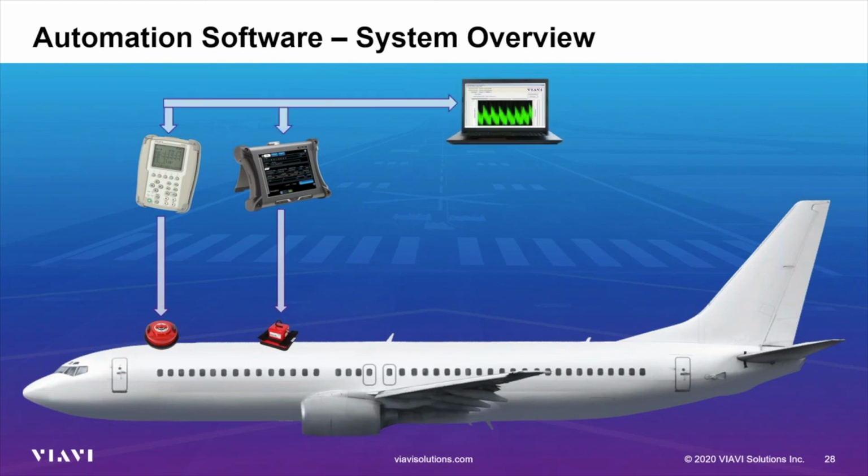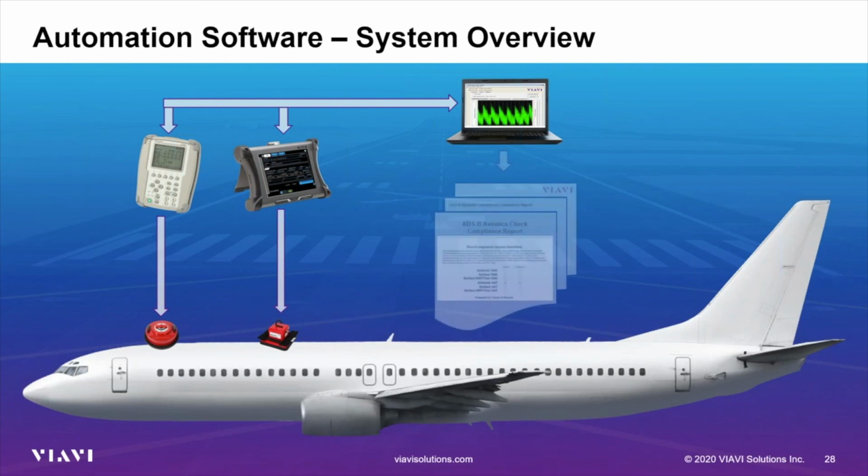We can then connect both of these devices up to a laptop or a PC and run some automation software, and that allows us to quickly, efficiently, and reliably produce a compliance report that will show how the ADS-B system has been tested on your aircraft.